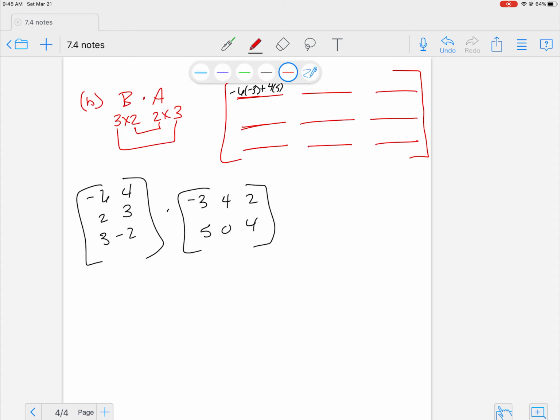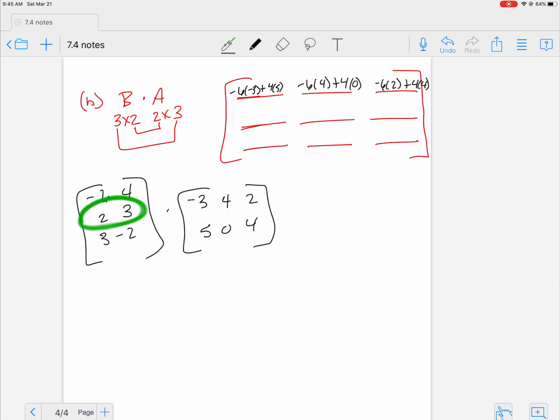Okay. Now just keep on rocking it through. I'm going to do then the top middle: negative 6 times 4 and 4 times 0. Then the top right: negative 6 times 2, 4 times 4.